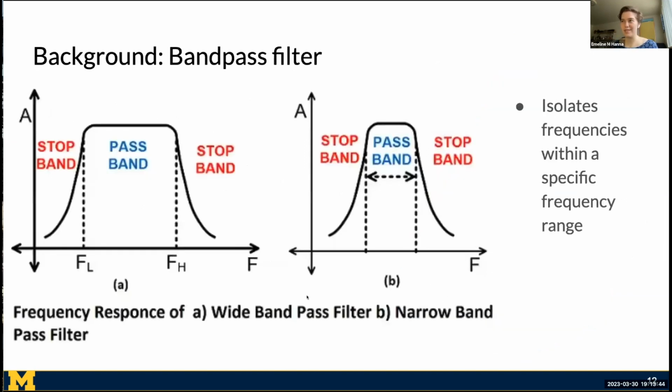Another important concept is a bandpass filter, which only allows certain frequencies defined within the bandpass to go through the filter. It isolates frequencies within a specific range. If the frequency is within the pass band, it will move on. But if it's within the stop band, then it will be attenuated.